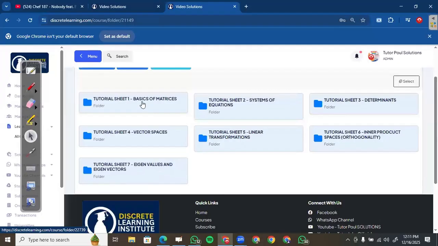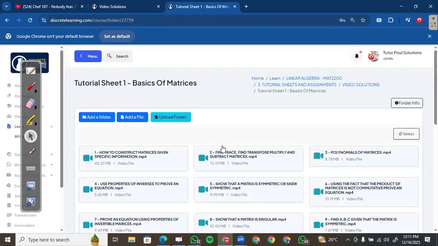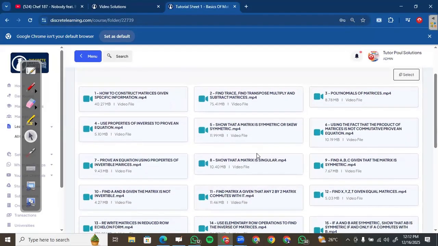So for example, if I open tutorial sheet 1 here, where we have the basics of the matrices, you can see here we have the videos well arranged, okay, and well titled. So if, for example, you are looking for a concept that you want to learn, you can simply look for that title. So for example, I want to learn how to construct matrices using specific given information. You can go to find this video here.